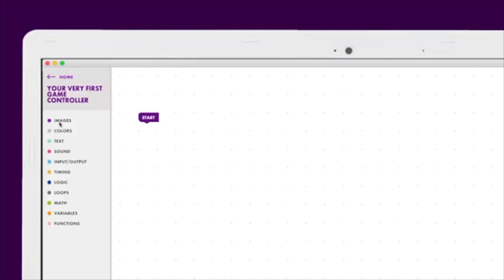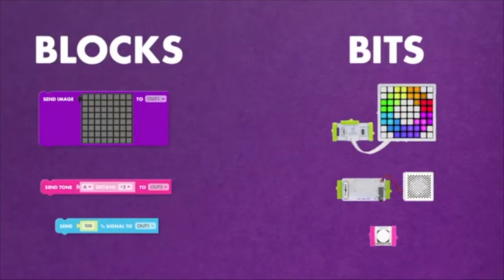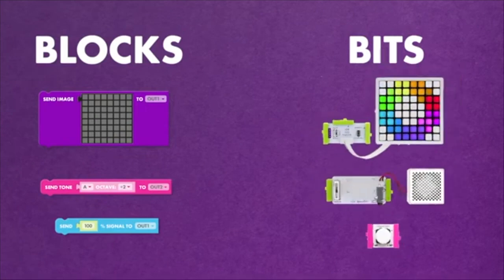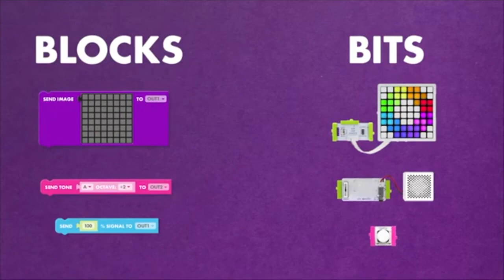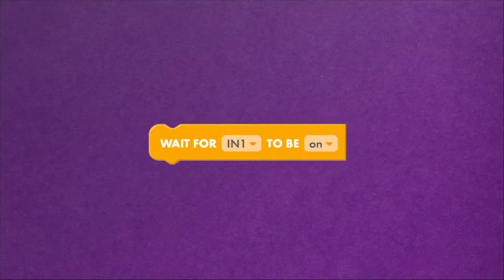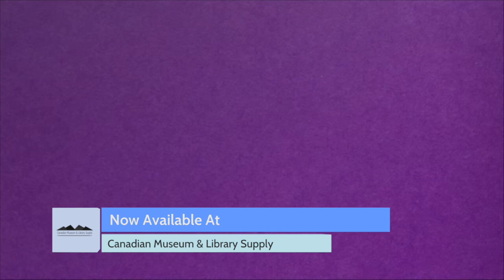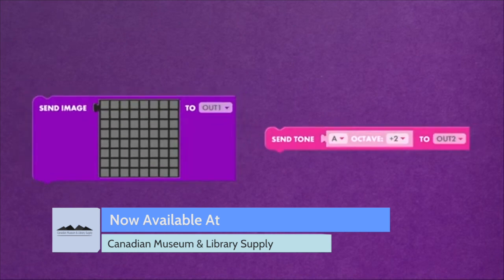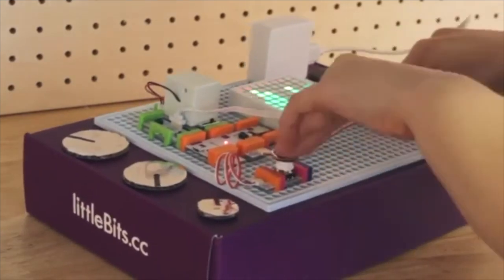In your CodeKit app, you can use all sorts of code blocks to program your controllers. A friendly reminder, blocks are these ones, and bits are these ones. Bit, block, easy. The wait till in is on block in the time code block menu makes it easy to control a game character by pressing a button. Other great code blocks are these fan favorites, the send image block and the send tone block in the sound menu. Snap an input like a slide dimmer to it and turn your world into a DJ set.